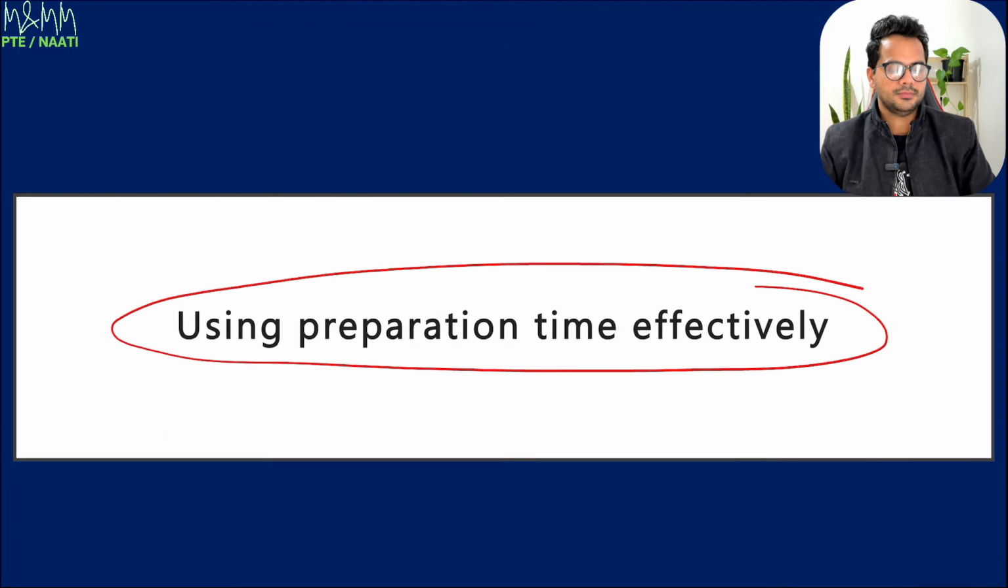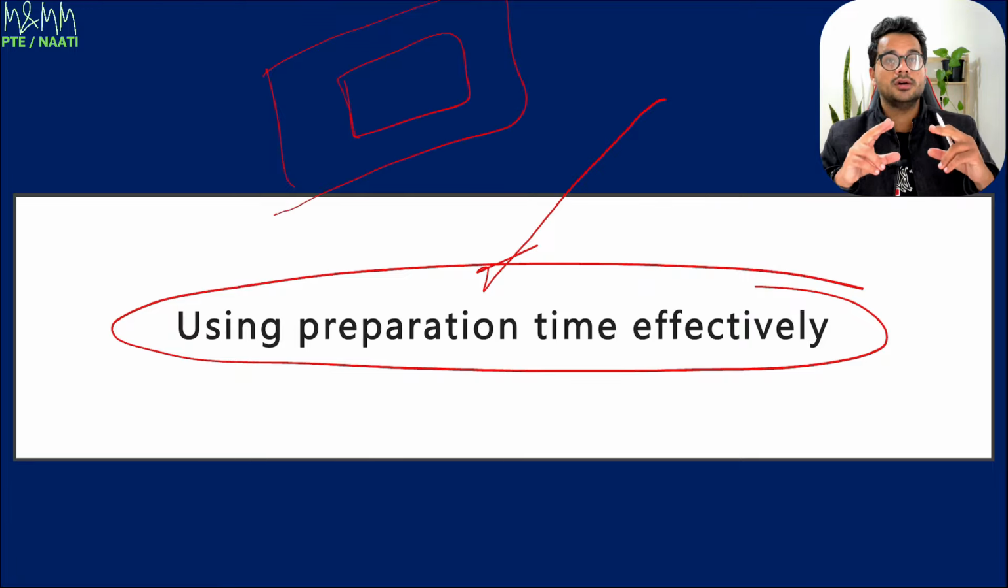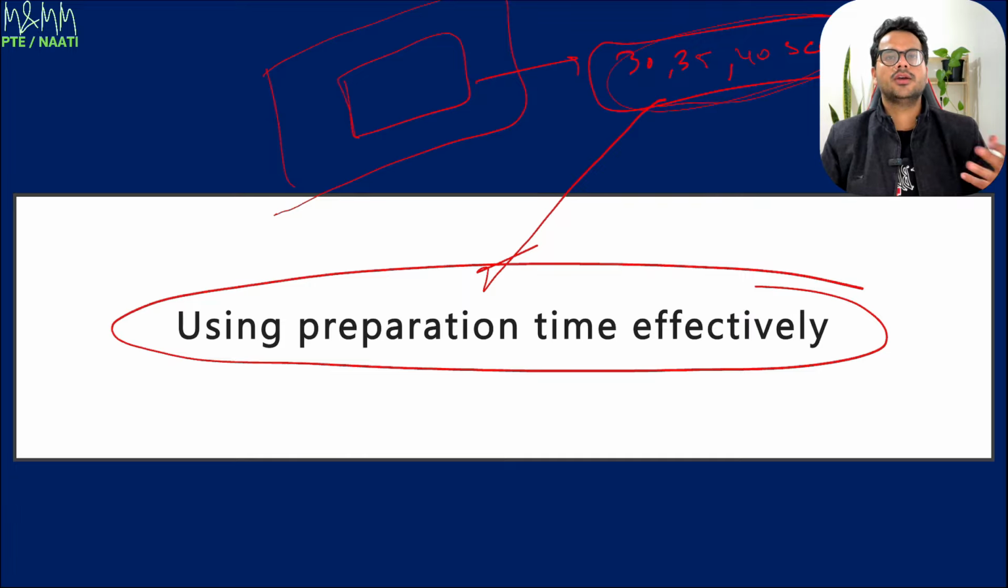Next one, another crucial thing, and that is using preparation time effectively, wisely. Let's say this is an exam screen. When that read aloud paragraph comes in front of you, you would be given a dialog box where they do not expect you to start to speak your answer straight away. They give you some time to prepare for a paragraph first. And that is either 30, 35, or 40 seconds, depending on the length of the paragraph. So whatever time you get, you have to make sure you utilize every single second effectively.